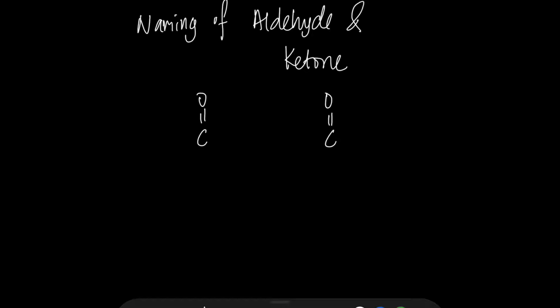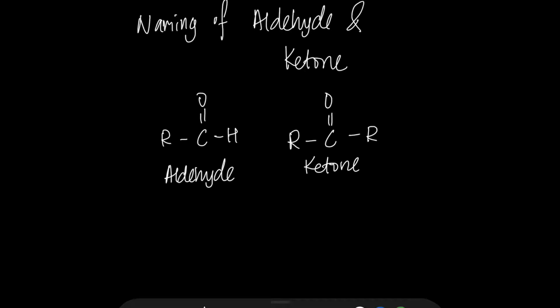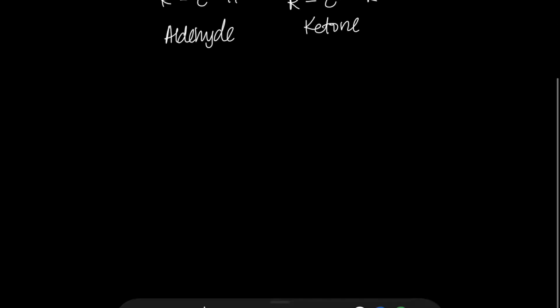But the difference is for aldehyde, it ends with hydrogen. It's at the terminal of the chain, so you attach to at least one hydrogen. The other side is an alkyl group. For ketone, the carbonyl is at the middle of the chain, so it is attached to two alkyl groups. So this is ketone attached to two alkyl groups, and you have aldehyde attached to at least one hydrogen. Okay, so now let's look at the naming of aldehyde and ketone.